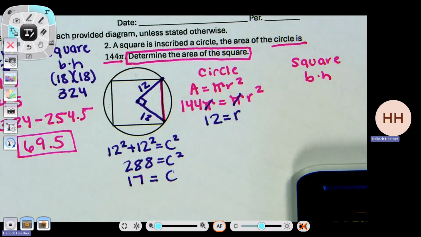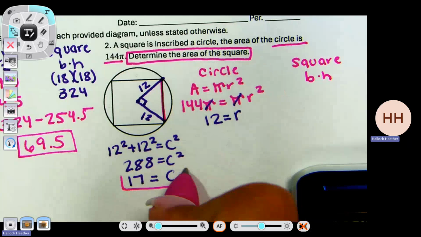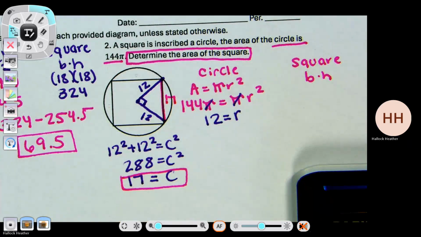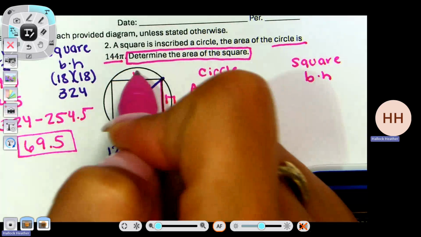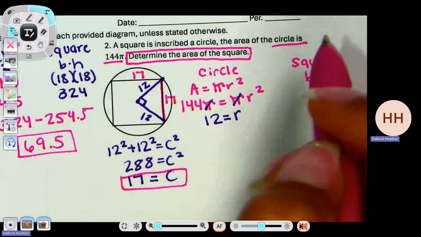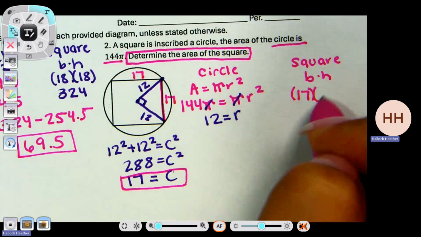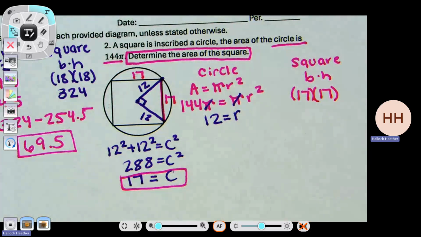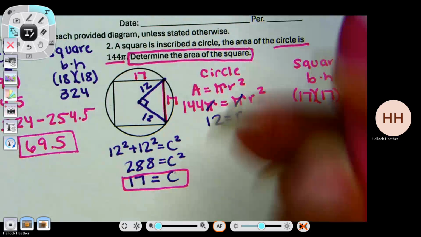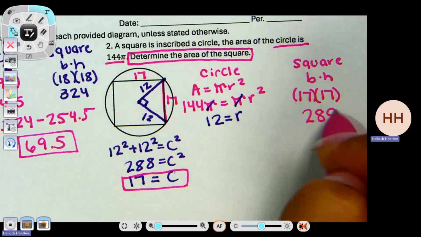So if the side of that is 17, that represents this in my shape. 17 is here. How much is the top of the square? 17. The other side 17. The bottom 17. So then I can do base times height, which is 17 times 17 because it's a square, to get the area of the square, which is how much? 289.